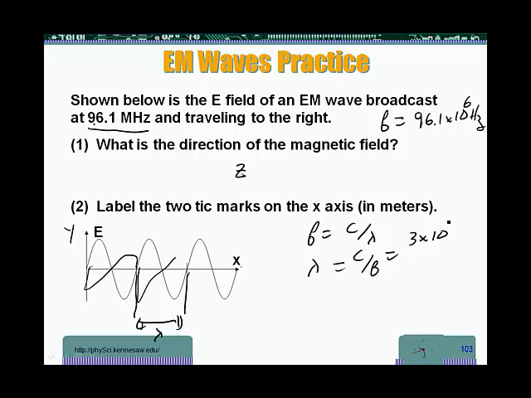So it's going to be 3 × 10⁸ meters per second over 9.61 × 10⁷ hertz. So 3 × 10⁸ divided by 9.61 × 10⁷. I'm calculating this on the side. 3 × 10⁸ divided by 9.61 × 10⁷. So we get 3.1 meters. So this first tick is going to be 3.1 meters. The second one is the second wavelength, so it's going to be twice that, so 6.25 meters. You know, I carried in more digits than I showed here. Okay.